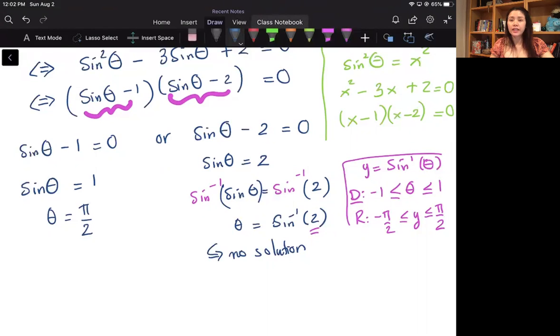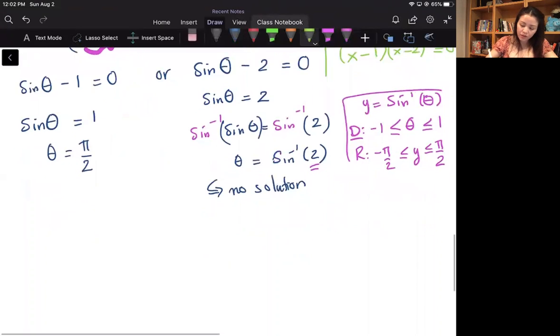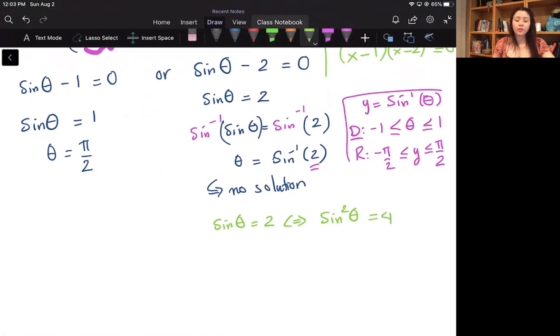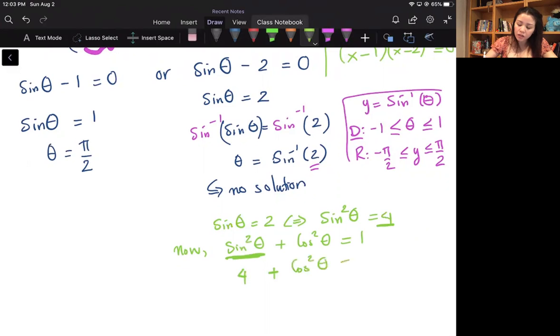Okay. All right, the other way of proving that sine theta equal 2 doesn't have a solution, I will do it analytically. So another method is that we know that sine theta equal 2, right? If I square both sides, sine squared theta is equal 4. Okay. And we know that the Pythagorean theorem gives us the equation sine squared theta plus cosine squared theta equal 1. Right? I'm going to replace sine squared theta with 4.